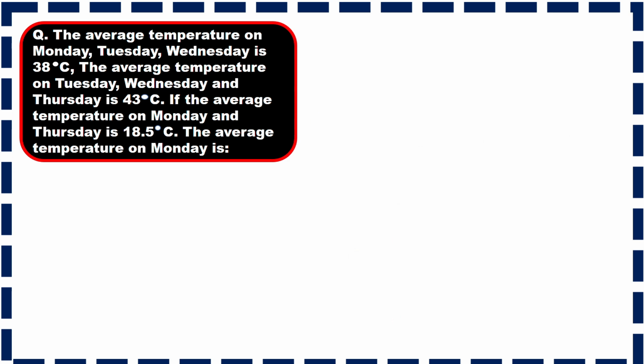The average temperature on Monday, Tuesday, Wednesday is 38 degrees. The average temperature on Tuesday, Wednesday, and Thursday is 43 degrees, and the average temperature on Monday and Thursday is 18.5 degrees Celsius. We have Monday, Tuesday, and Wednesday in the first case, and the average is 38 for 3 days, right? So the total temperature is 114 degrees Celsius.